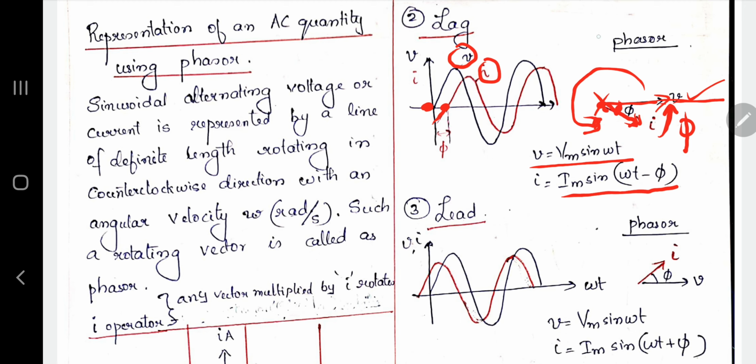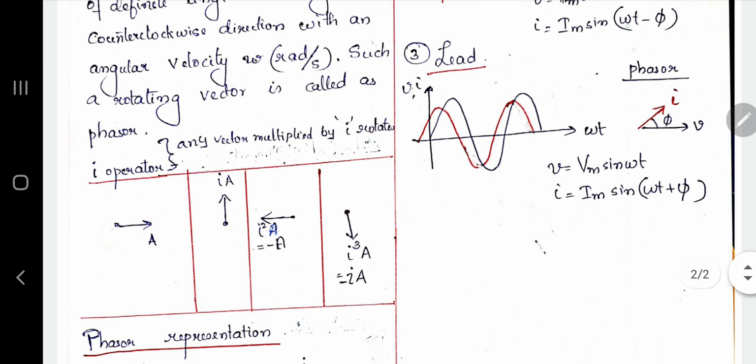Let's move on to the next one, that is the leading concept. In the leading concept, you can see here, this is the voltage waveform and this one is the current waveform. How can we represent it? You can see the voltage waveform is already starting from the 0 axis, so we will represent it on the 0 axis. This is the voltage phasor. Next comes the current phasor.